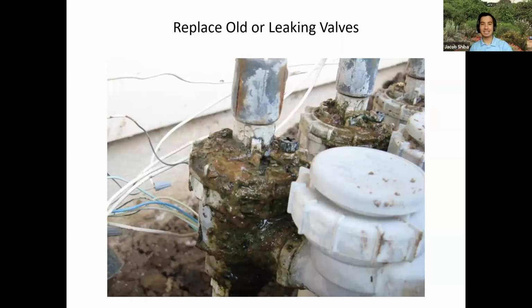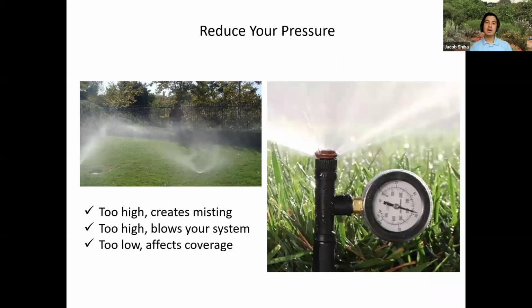So replace any kinds of leaking or old valves. Make sure you have your pressure in check. If you turn your sprinklers on and they're kind of just misting the air, that's how you know your pressure is too high. You mist the air, the water's blown away. You're literally paying for water that's just increasing the relative humidity in your area.